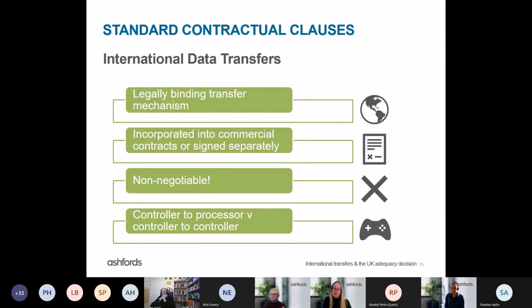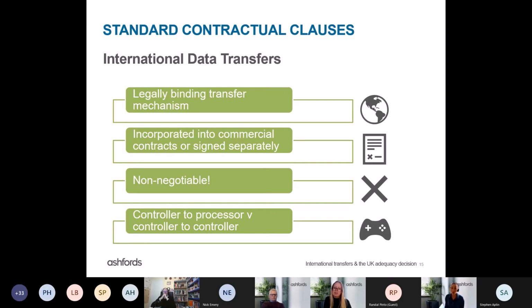So what are standard contractual clauses? So SCCs, commonly referred to as the model clauses, are one of the legally binding transfer mechanisms that you can use in order to transfer data globally. There are other mechanisms that you can rely on. So this is things like binding corporate rules. And obviously, as Hannah's already talked about in detail, countries that receive an adequacy decision don't need to have things like SCCs in place.